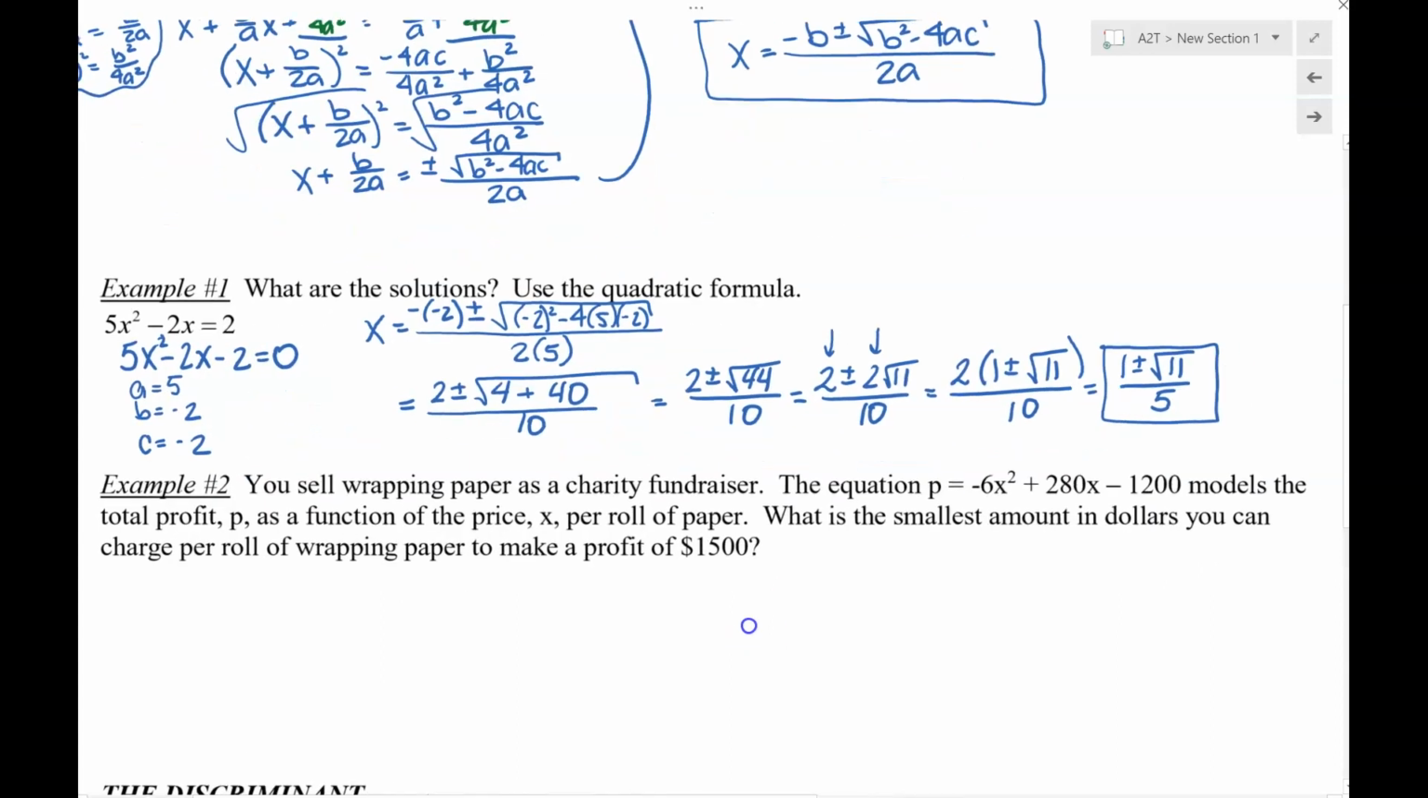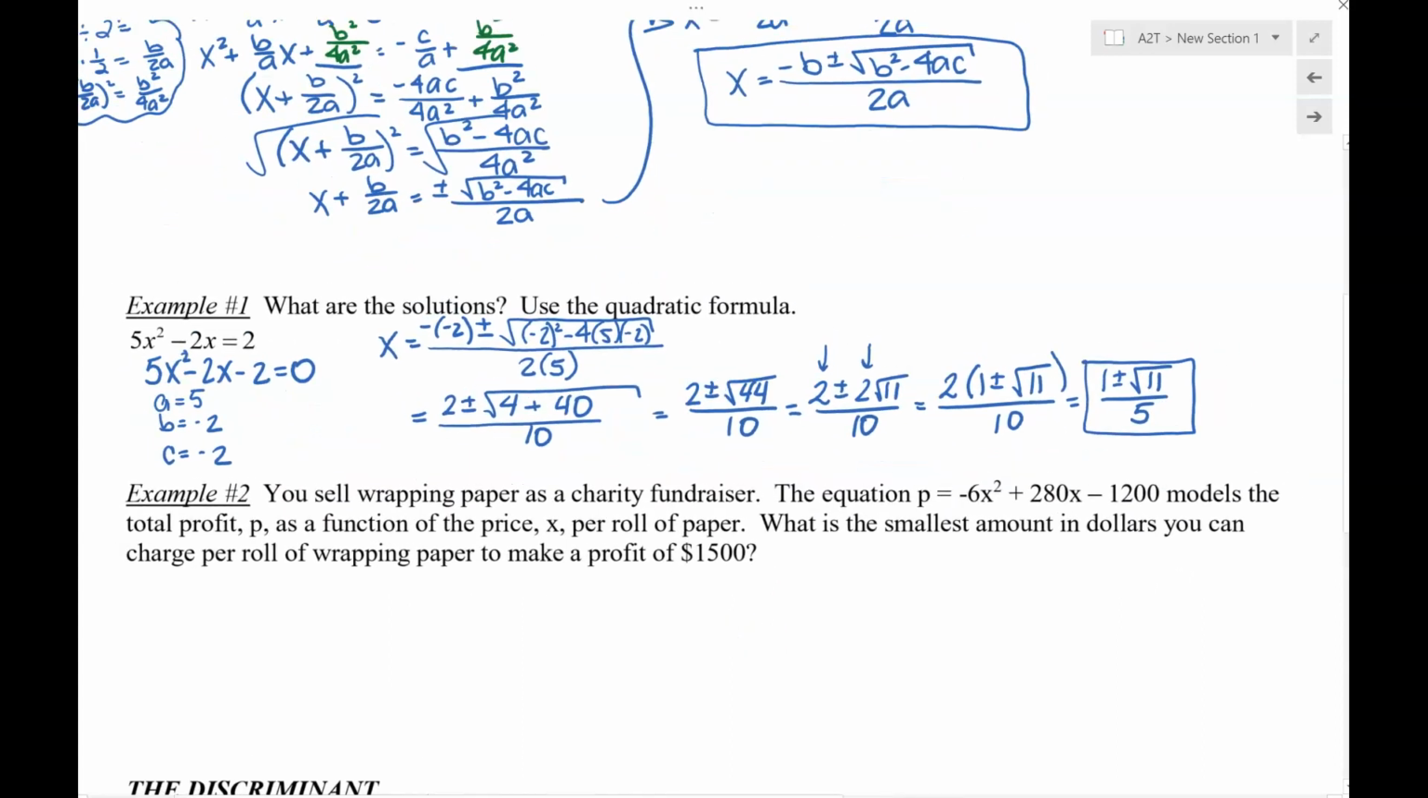Okay, take a look at example number 2. We're dealing with wrapping paper. We're trying to raise money for a charity, and we're given this equation. So right away I see that it's in standard form. I see that it has a negative a value, which means it opens down, which means the vertex is at the top. Okay, and it's modeling the profit. So P, which is in our f of x location, is our profit. The price is x. Okay, so we're looking for the smallest amount in dollars that we can charge per roll to make a profit of $1,500.